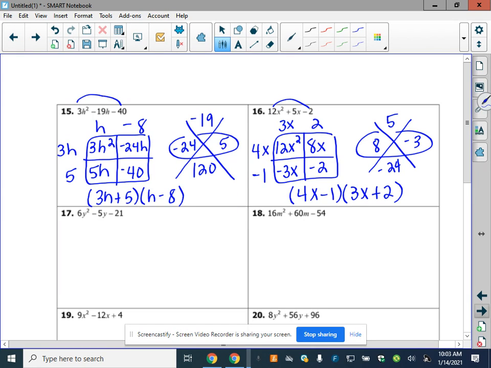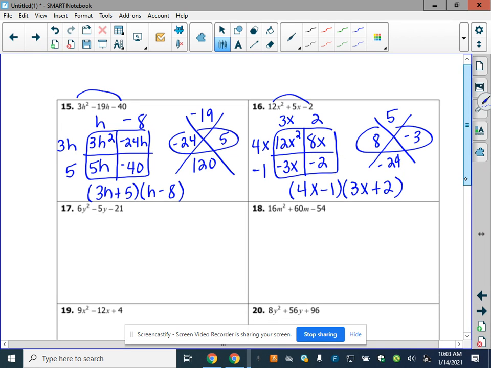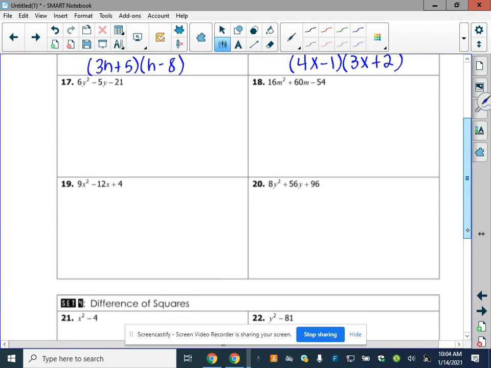All right, remember we talked about always check for a common factor, because if you have a common factor, you have to take that out first. Moving to 17, there's no common factor. So first times last is negative 126. And I want to find out what adds to negative 5. That's going to be 9 and negative 14.